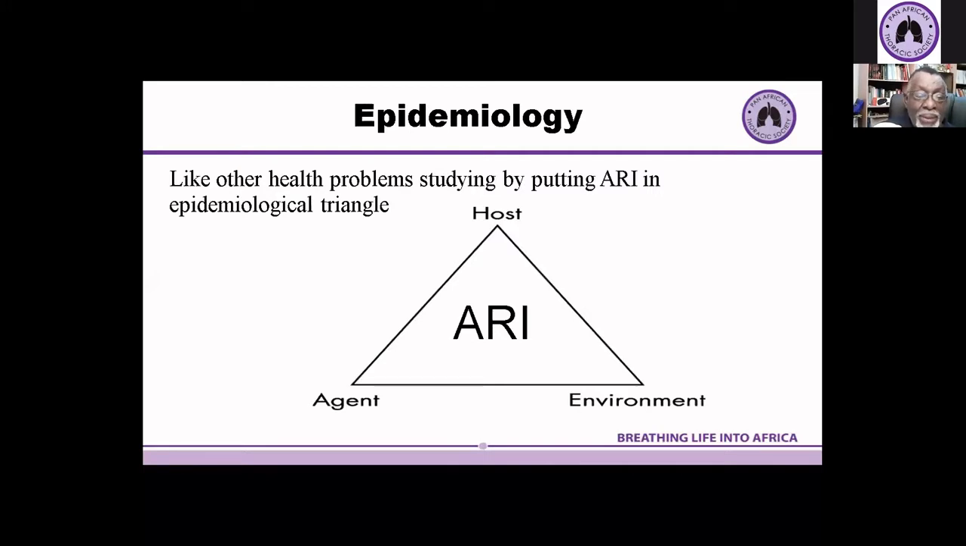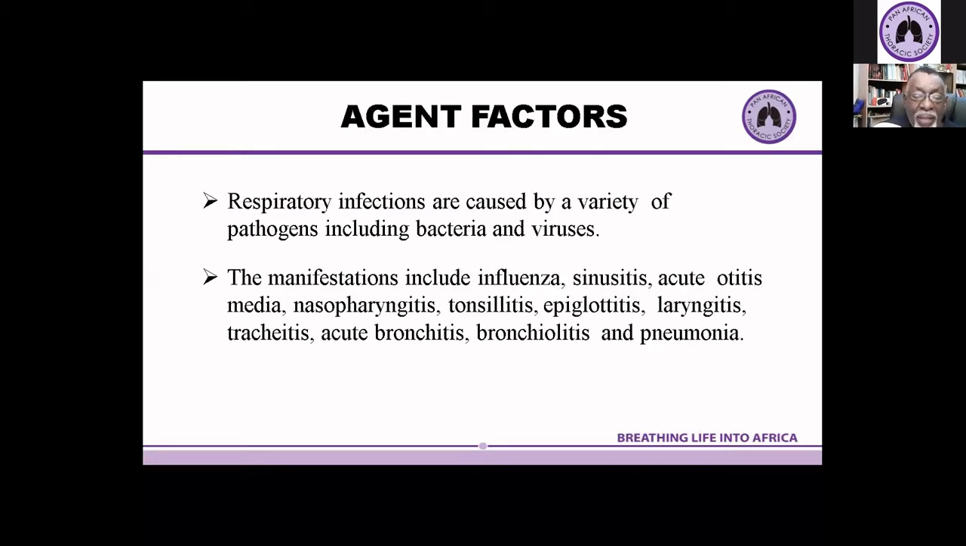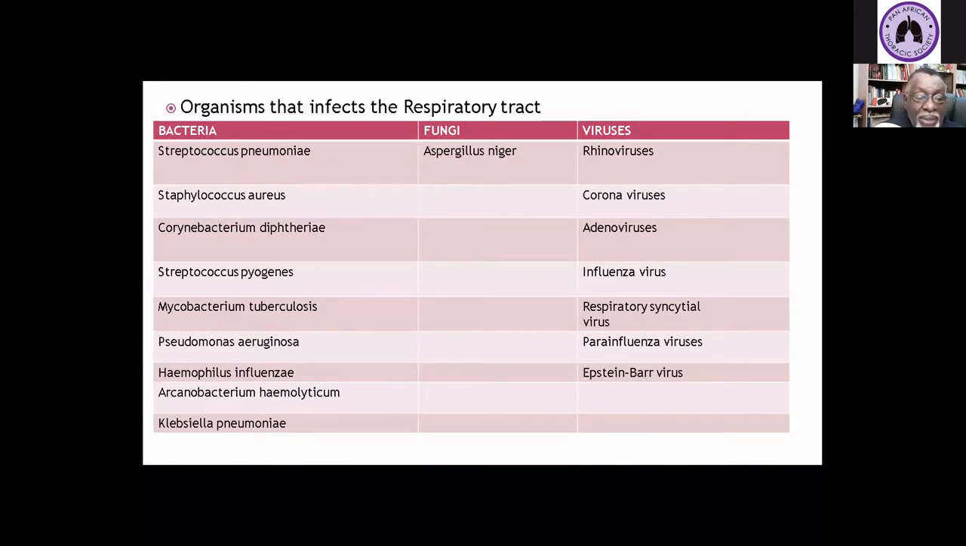Like all health problems, you can divide the risk factors into three: the host factors, the agent factors, and the environmental factors. Most respiratory tract infections are caused by bacteria and viruses, and may manifest as influenza, sinusitis, otitis, nasopharyngitis, tonsillitis, bronchitis, and pneumonia. Listed here are some of the common bacteria: Strep pneumoniae, the leading one, Staph aureus, Strep pyogenes, Mycobacterium TB, Pseudomonas, Haemophilus, and Klebsiella pneumoniae.